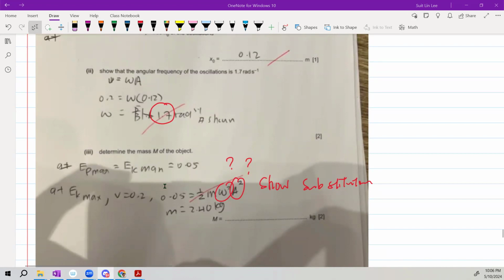I don't know if that makes sense. Let me know. Because I felt like I've explained this to you many times before, right? This is 1.667. Up to you, it doesn't matter. Show substitution. My recommendation is substitute 1.67 here.